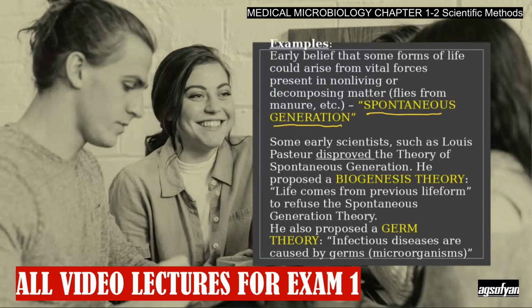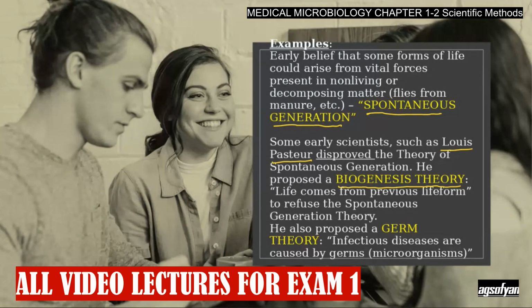And then some scientists did not really believe that because based on their observations, based on their wonder, they knew that life is actually coming from previous life. Therefore, they produced the theory called the Biogenesis Theory. The scientist that produced the theory is Louis Pasteur. This biogenesis theory means that life comes from previous life forms. And this theory actually refutes the theory of spontaneous generation.